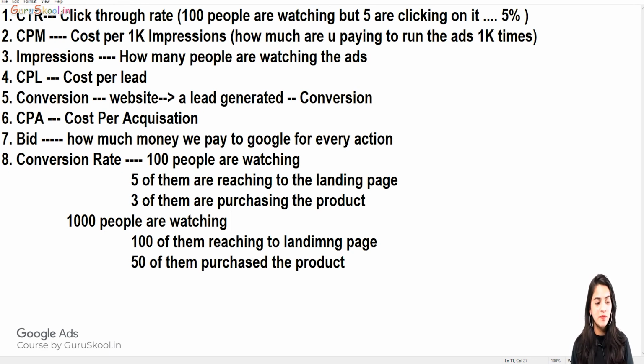All right, so I have explained 8 points. Let's remember them: CTR, CPM, impressions, CPL, conversions, CPA, bid, conversion rate. These are the standard terms of Google ads. There are so many terms which we'll learn throughout the lectures, because if I tell you about each and every term right now, that will puzzle you. I don't want you to get puzzled or hesitant about it.